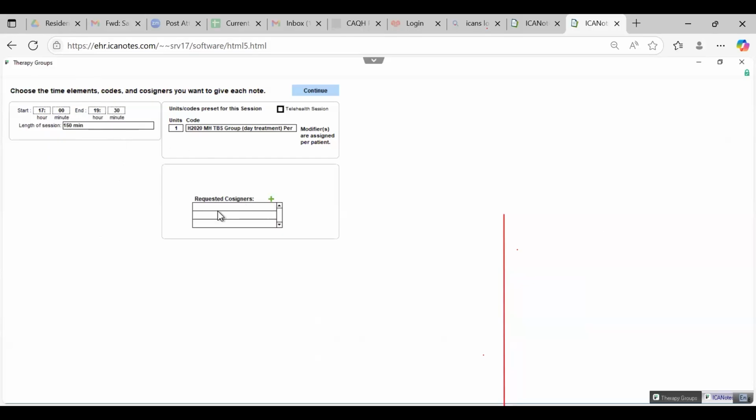I don't need any cosigners necessarily because I only have 8 in my group. Now, once our LISW has to sign our notes, they will be able to see that by looking at their list that says their supervisees. Okay, so we don't have to worry about that necessarily. Okay, once I fill in all this important information, I'm going to select continue, and this is how it's going to compile.